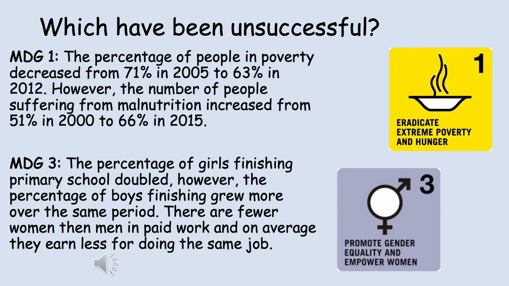The next Millennium Development Goal, which I would argue has not been as successful, is Millennium Development Goal 3, which was the aim to promote gender equality and empower women. Now, the percentage of girls finishing primary school doubled, which is obviously great. However, the percentage of boys finishing grew more over the same period, and therefore inequality has actually increased. The gap between boys and girls has grown. There are also fewer women than men in paid work, and on average they earn less for doing the same job.